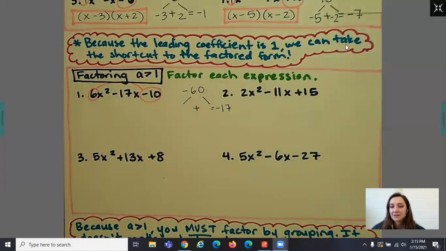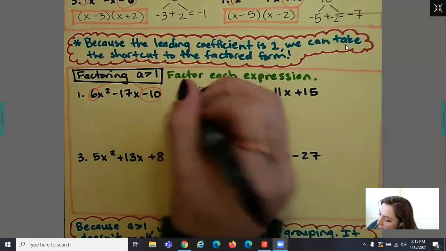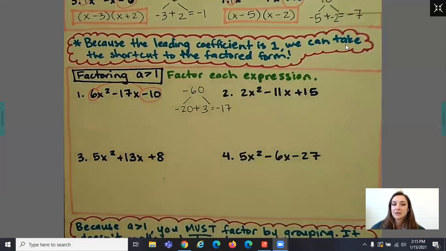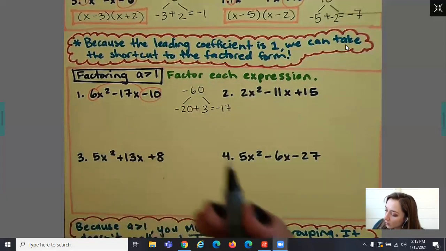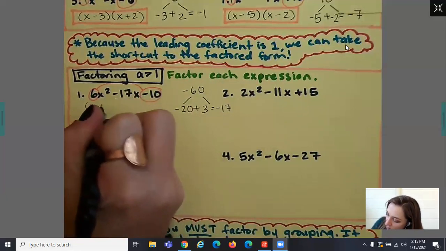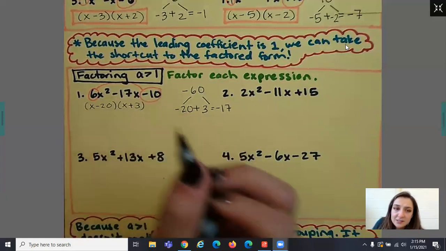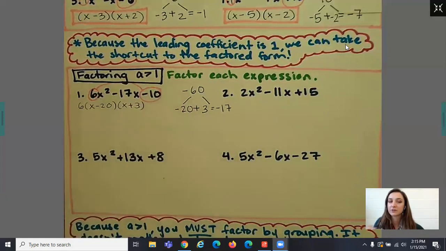But since it is -60, that means I need a negative number and a positive number. I can't have two negatives. So I'm going to have to use -20 and +3. This will get me to -17. So a lot of people will like to say, oh, well, my factors are x minus 20 times x plus 3. And since there was a 6 in the front, I put a 6 in the front right there.